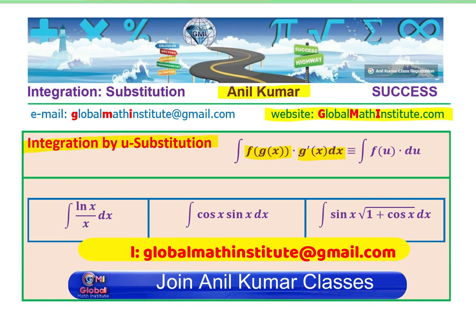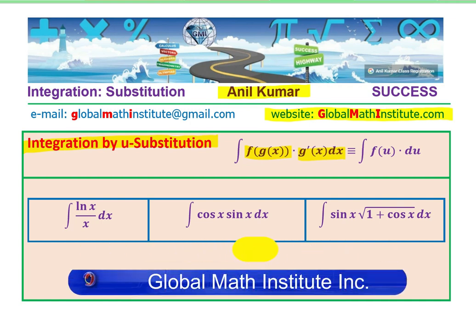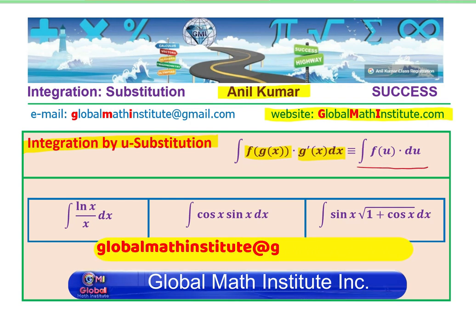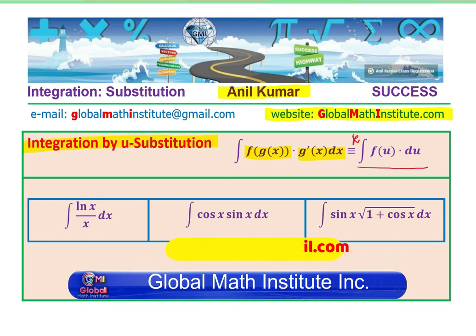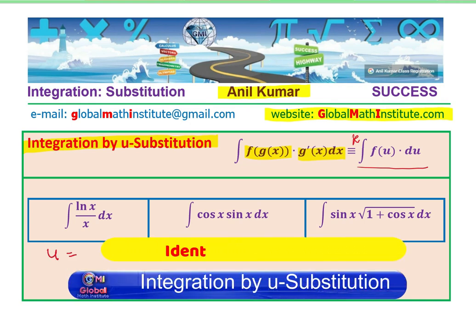Let's try to look at it first and understand the strategy. The idea is to write the function as f of u du with some constants we could multiply with, right? So let's say k. So in the very first one, what do you think should be u? What do you think should be u for the second and third? You can think about it.